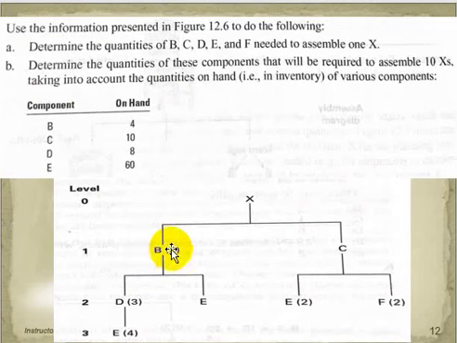Again, component B needs 3 units of D and 1 unit of E. D needs 4 units of E. Going to part C, C needs 2 units of E and 2 units of F. And these are the components on hand. We have 4 of B, 10 of C, 8 of D, and 60 of E. The first requirement determines the quantities of B, C, D, E, and F needed to assemble 1 X. The second determines the quantities of these components that will be required to assemble 10 units of X, taking into account the quantities on hand, the inventory of various components.